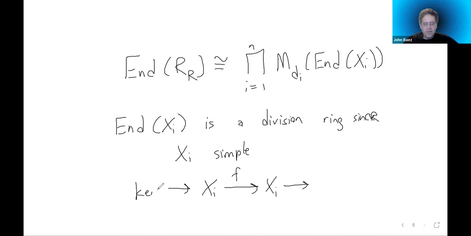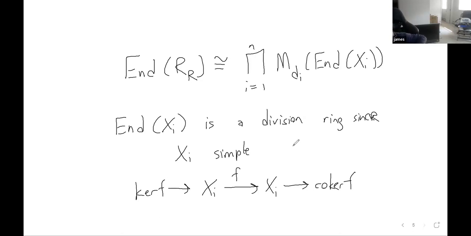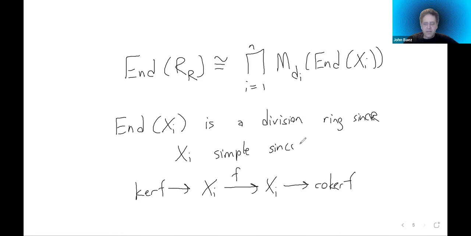And so the kernel is some sub-object of your simple object, and the co-kernel is some quotient object. And both of those have to be either zero or the whole thing. So from that we see that either this endomorphism is zero, or the only other case is that both the kernel and the co-kernel are trivial, and then it's an isomorphism. So F is zero or an isomorphism.